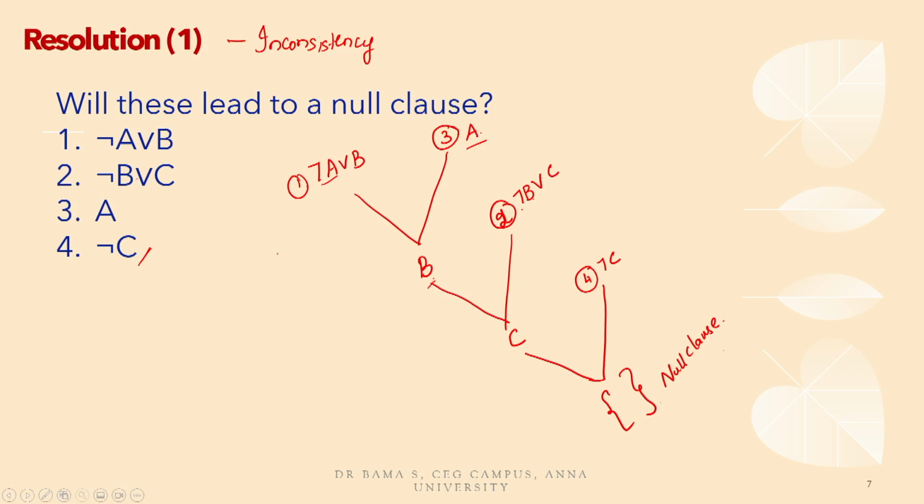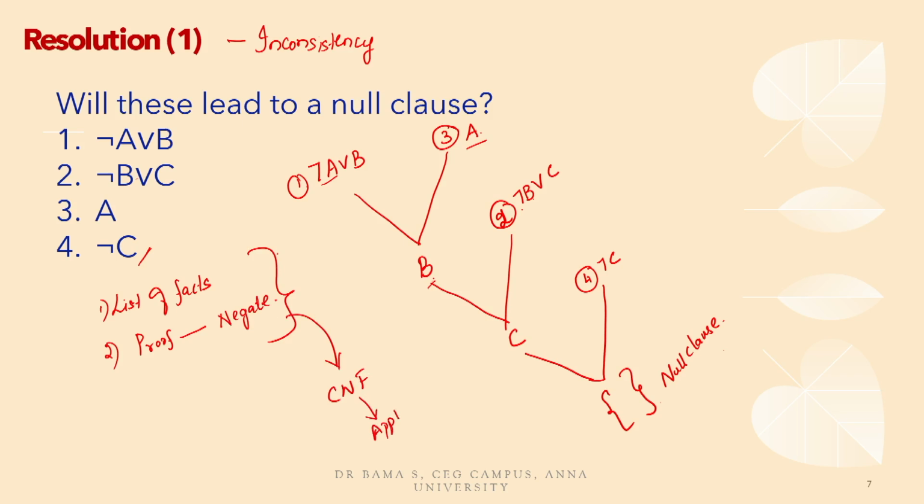So, in actual resolution what we would do is we will have a list of facts and similar things like the axioms that we did before, and then the proof, and the proof we are going to negate, convert all these into CNF, and from CNF apply resolution like this until we get to a null clause. And if we are able to get a null clause, then we say that the proof exists.